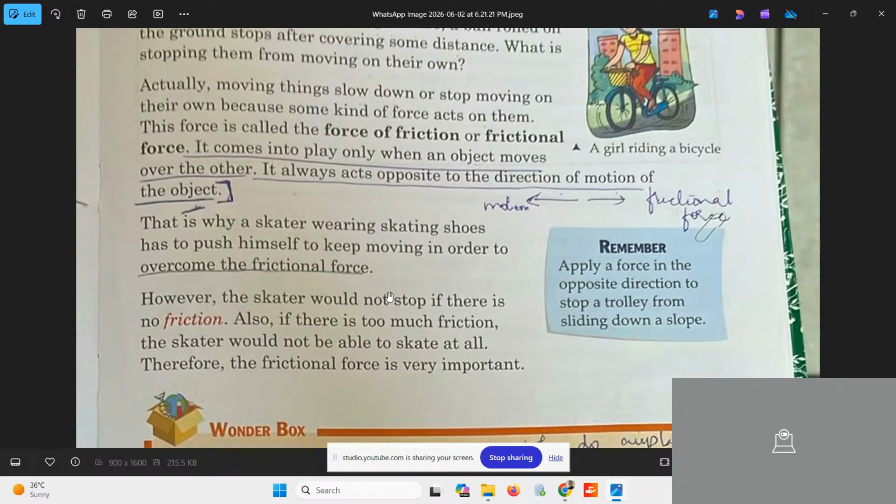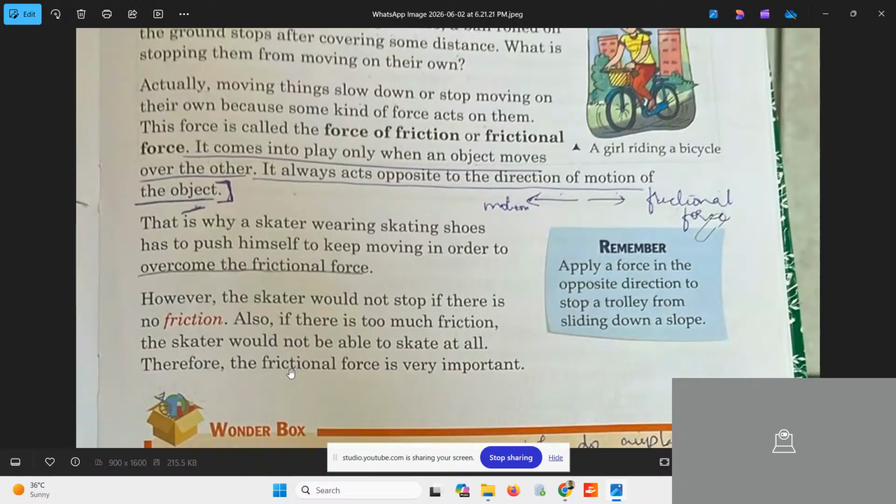However, the skater would not stop if there is no friction. If there is no friction, he will never stop. If there is too much friction, then a skater would not be able to skate at all. Therefore, the frictional force is very important. What he is saying is this: if the frictional force is too high, then you have to apply more force.